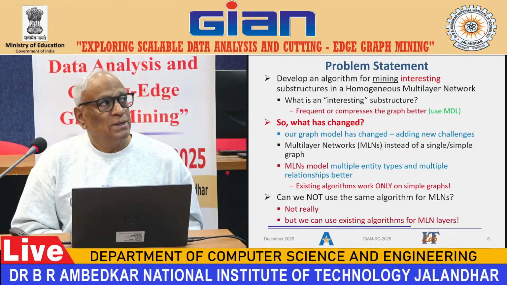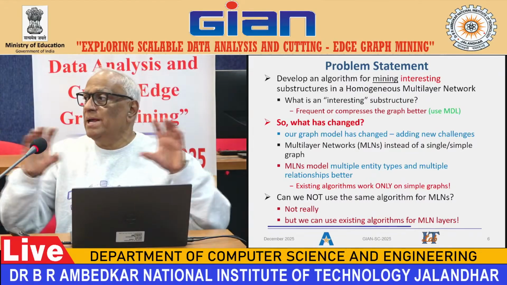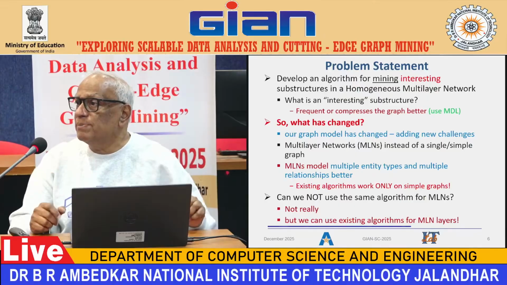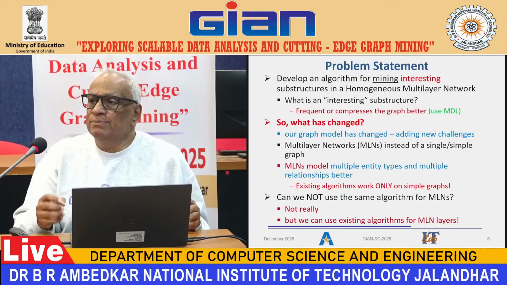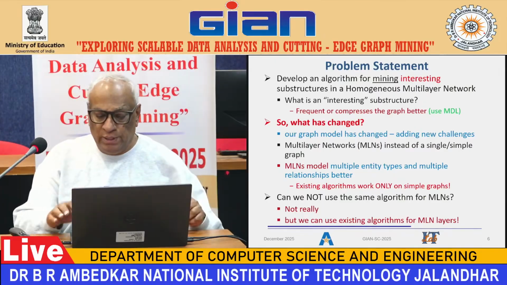So what has changed? Our graph model has changed. That means it adds new challenges: multi-layer networks instead of single graphs. The MLN model has multiple entity types and multiple relationships. Existing algorithms work only on simple graphs. Can we not use the same algorithms for MLNs? Not really, but we can use existing algorithms for individual layers. This is what we saw in the decoupling approach. We can still use the existing algorithms, but add something in addition to compensate for the multi-layer networks.